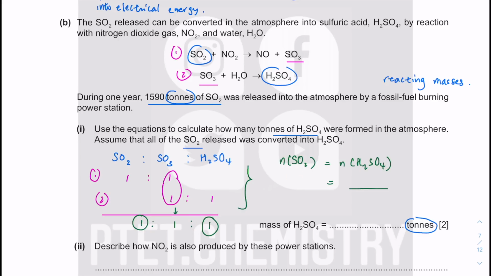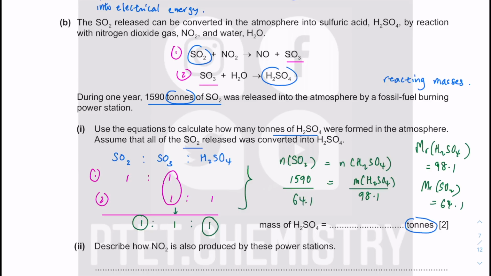So in terms of masses, I need the mass of H2SO4 and I need the Mr. If you go to your periodic table, you would have 2 times 1.0 plus 32.1 plus 16.0 times 4, you get 98.1. So mass over Mr gives you the mole, but this is in tons. Therefore, the mass of SO2 here was 1590 tons, and this is divided by the Mr of SO2, which was 32.1 plus 16.0 times 2, I get 64.1.